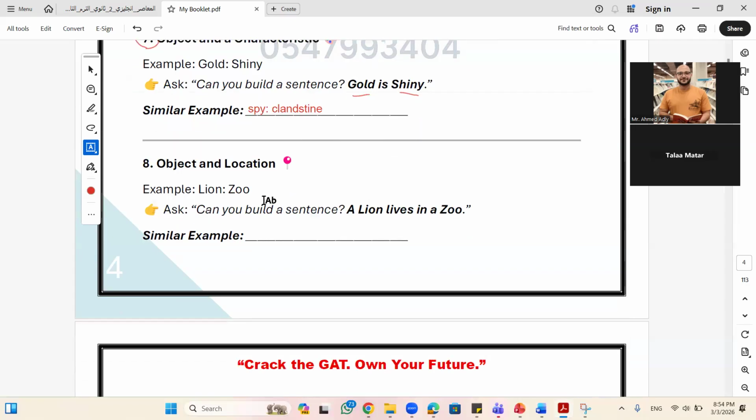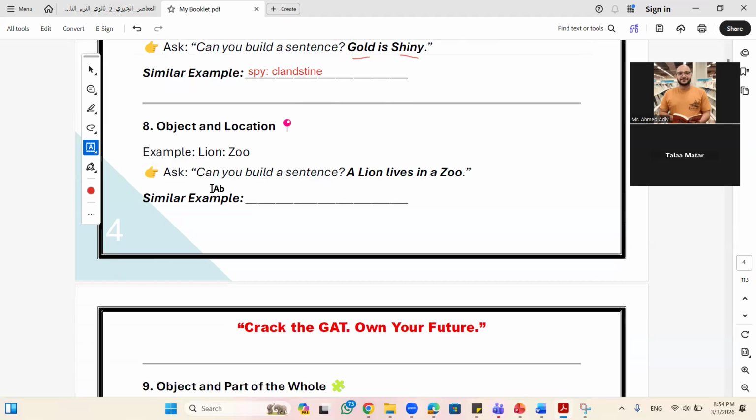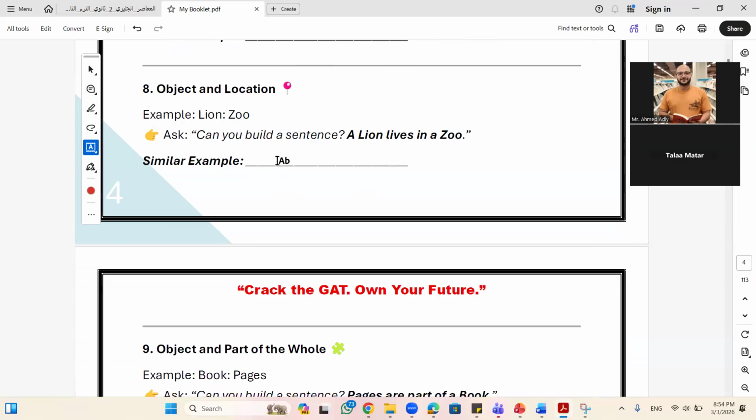An object and its location. Where can you find the lion? You can find the lion in a zoo. Can you give me an example of the same relationship? A car in a garage. Yeah, car in a garage. That's a good one. Perfect.